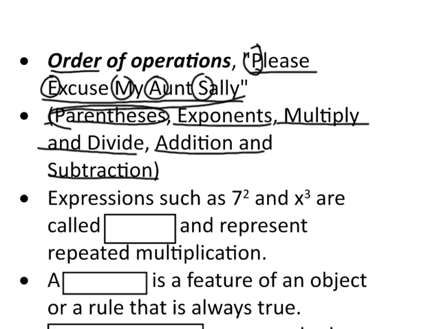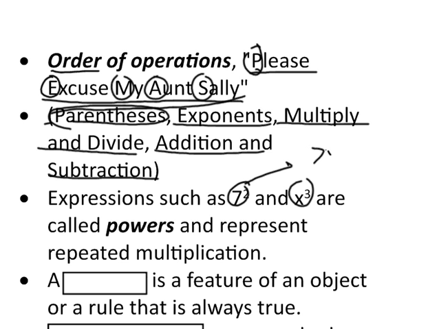Expressions such as 7 squared and x to the third are called powers, and powers are used to represent repeated multiplications. So 7 squared is really saying 7 times 7. And x to the third is saying x times x times x. There's 3 x's, so it's x to the third. There's 2 7s, so it's 7 squared. It's a way of showing repeated multiplication.